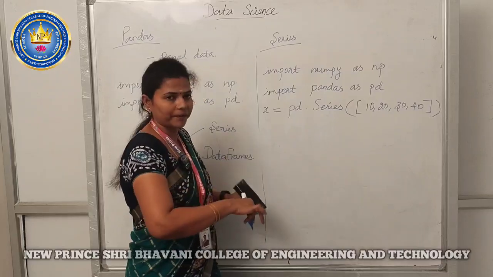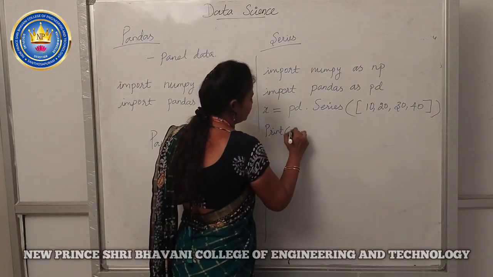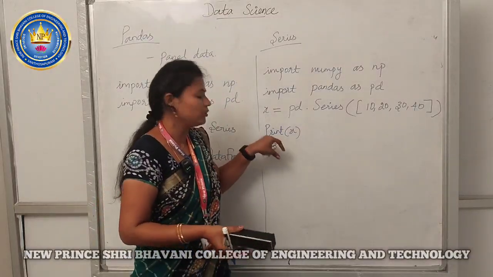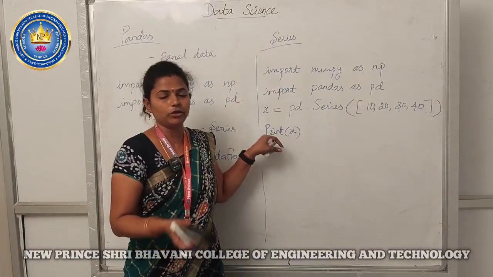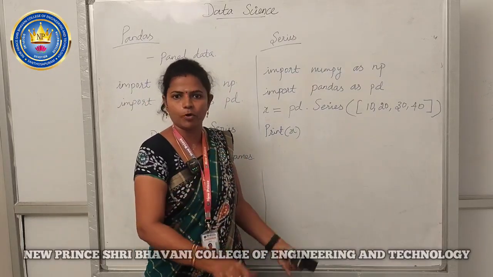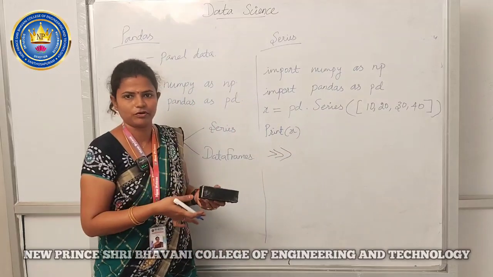If I want to print this particular data, I am using print X. You already know about that. If I am using script mode, I use this print statement. If I am using interactive mode, we don't need that. We just use only the prompt symbol. You already know what the prompt symbol is. This is the prompt symbol which we are going to use.